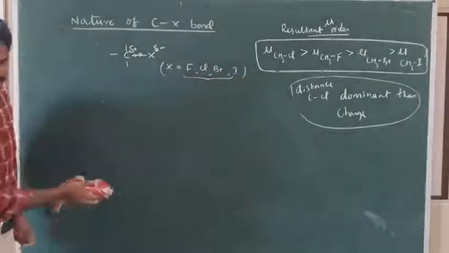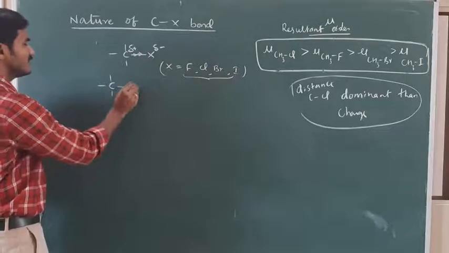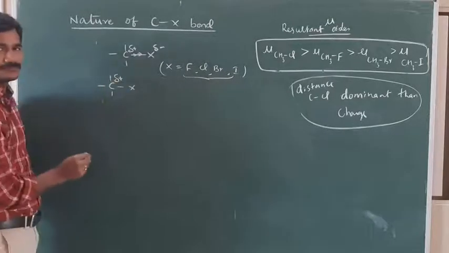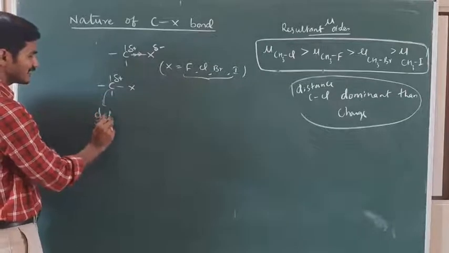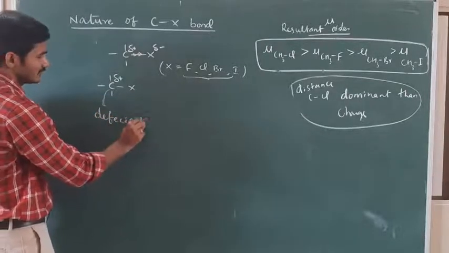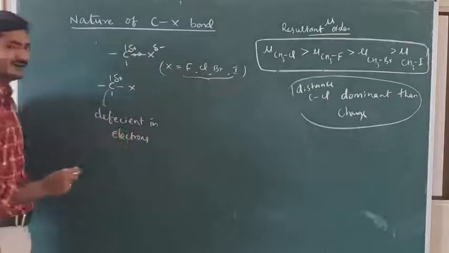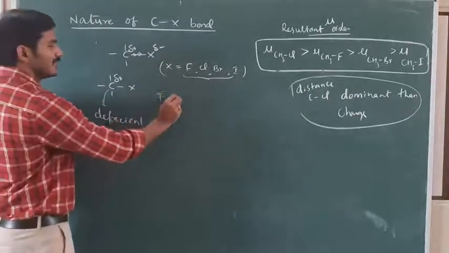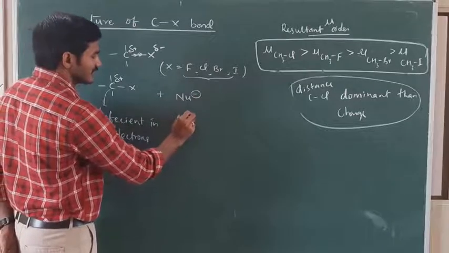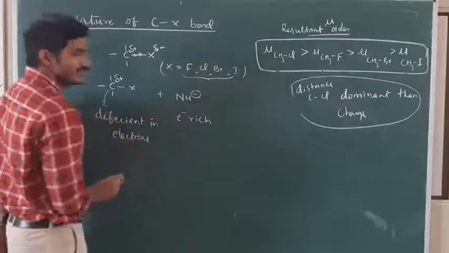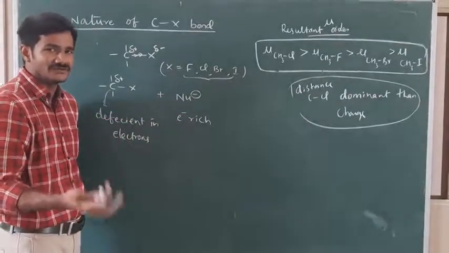Which type of species can attack at this carbon? As this carbon is electropositive, electropositive means what? Deficient in electrons. Whenever they are deficient in electrons, electron-rich species like nucleophiles can attack. These are electron rich. Nu- is nothing but nucleophile. Nucleus-loving species are nucleophiles.